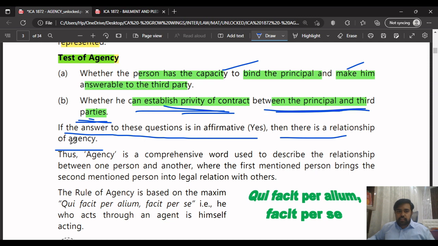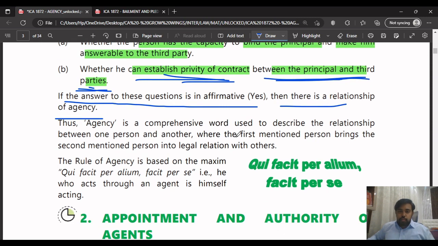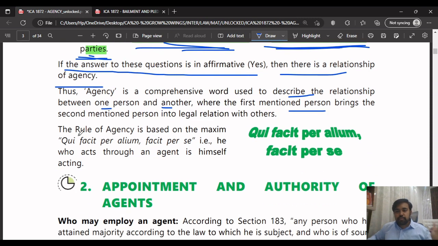This is the test of agency. Okay, coming to the next point, they've explained a little further: describe the relationship between one person and another, where the first mentioned person brings the second mentioned person into legal relation with others. So this is very important.